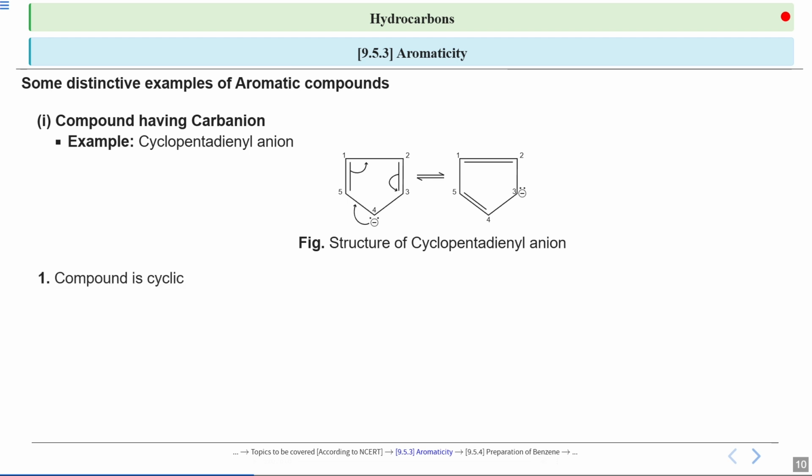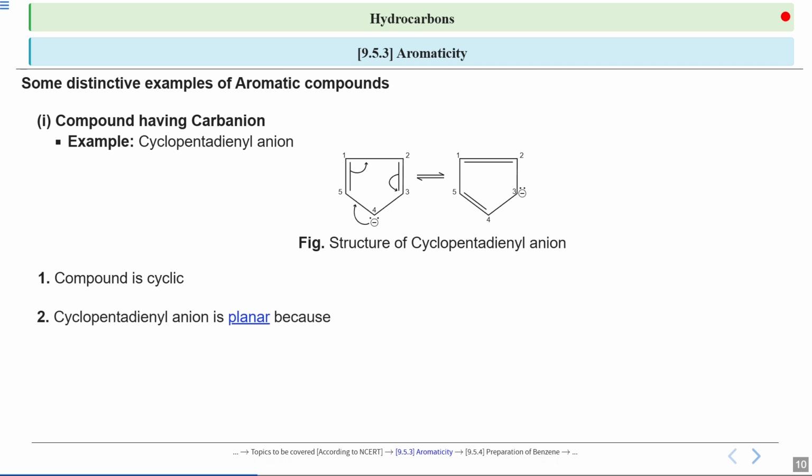First, let's check if the compound is cyclic. For a molecule to be aromatic, we have seen the conjugation right now. Now, we are considering the criteria for aromaticity one by one. You can see here that the cyclopentadienyl is cyclic in nature, and therefore the first criterion is met. What about the second one?